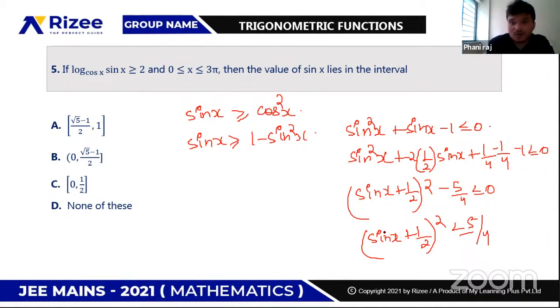So when you take the square root, you get what? Root 5 by 2. So when you take the square root and simplify, you get what? Sin x is less than root 5 by 2 minus 1 by 2, which is equal to root 5 minus 1 by 2. And you see, sin x is always less than this, but x is greater than 0 and less than pi, so sin x is also positive. So it should lie between 0 to root 5 minus 1 by 2. Okay. So next question.